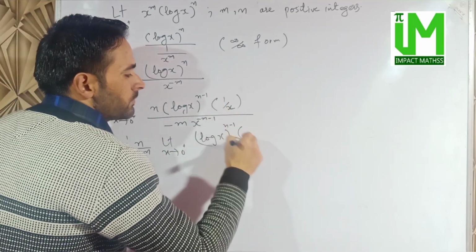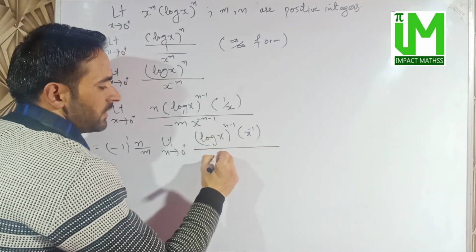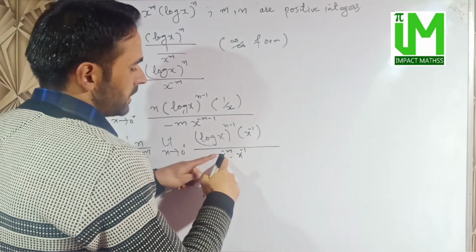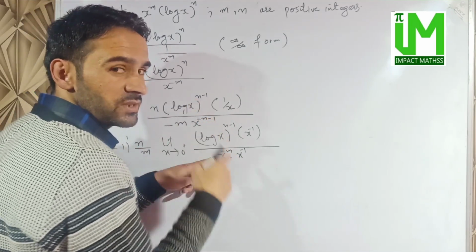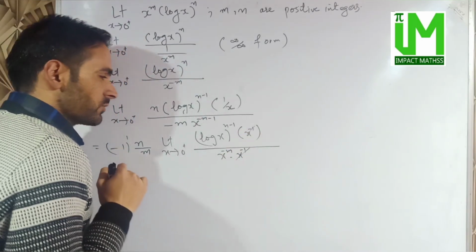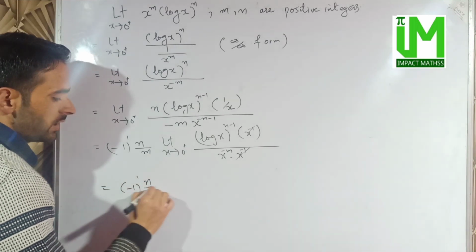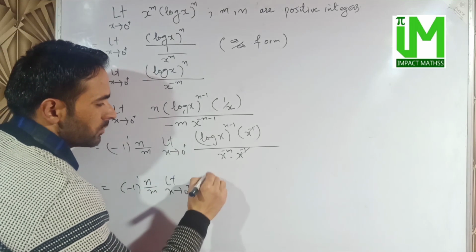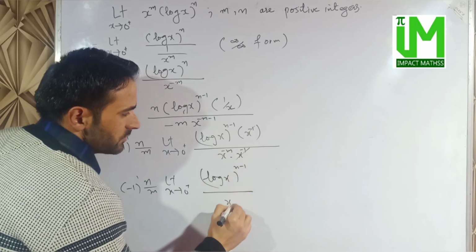So 1 by x को हम ऐसे भी लिख सकते हैं x raised to power minus 1 divided by x raised to power minus m into x raised to power minus n, x raised to power minus m into x raised to power minus 1. So it will be x raised to power m minus 1 basis का add करके. So x raised to power minus 1 से ये x raised to power minus 1 cancel होगा. So therefore we'll be obtaining minus 1 raised to power 1 into n by m into limit x approach to 0 from the right. So log of x raised to power n minus 1 divided by x raised to power minus m.